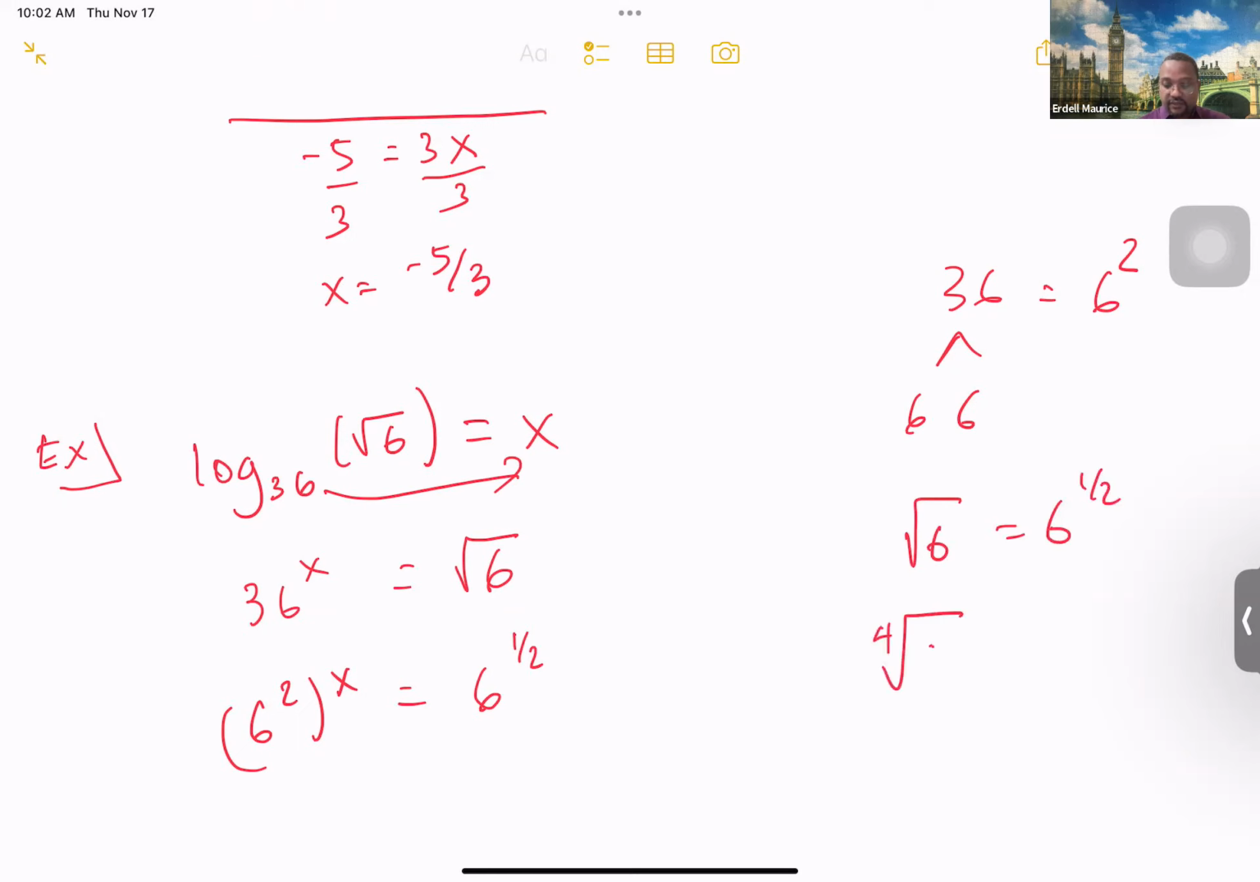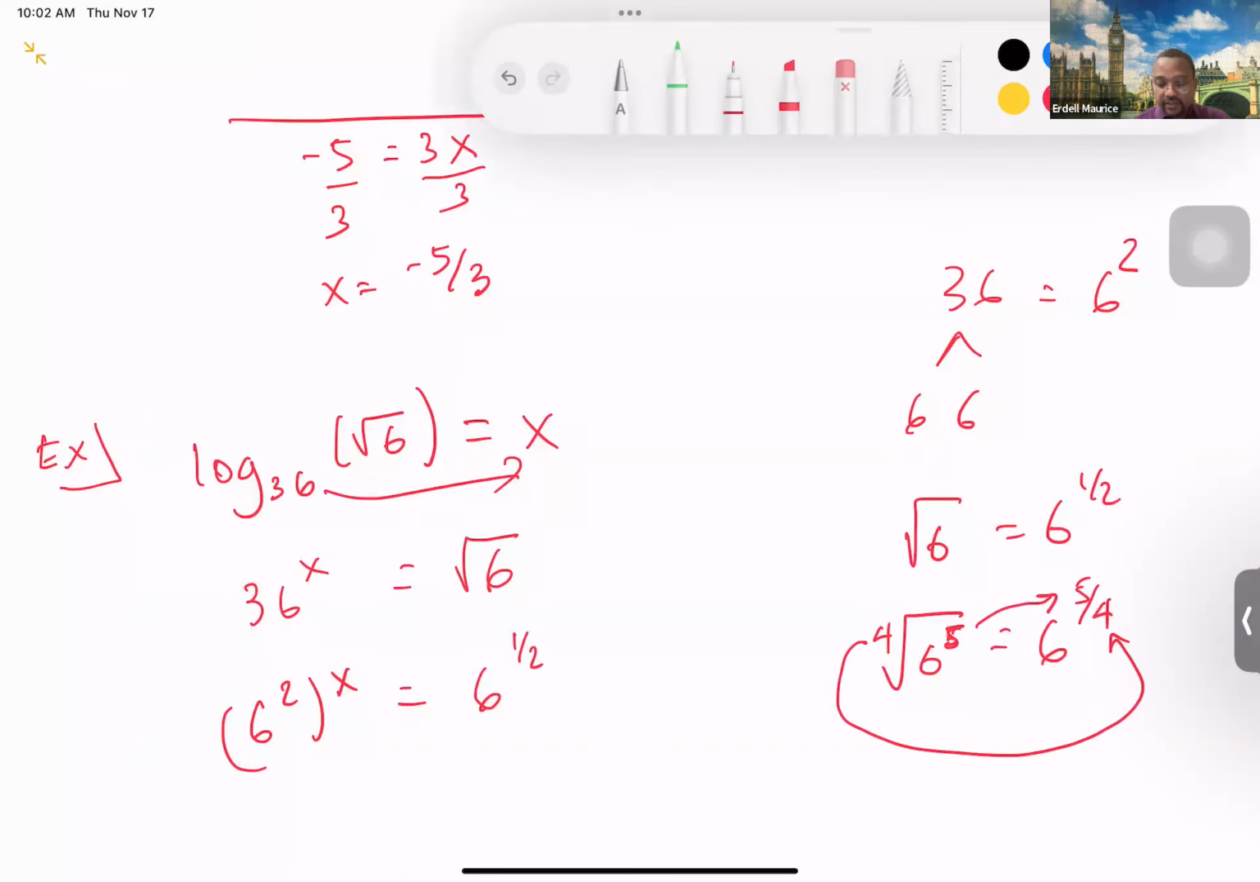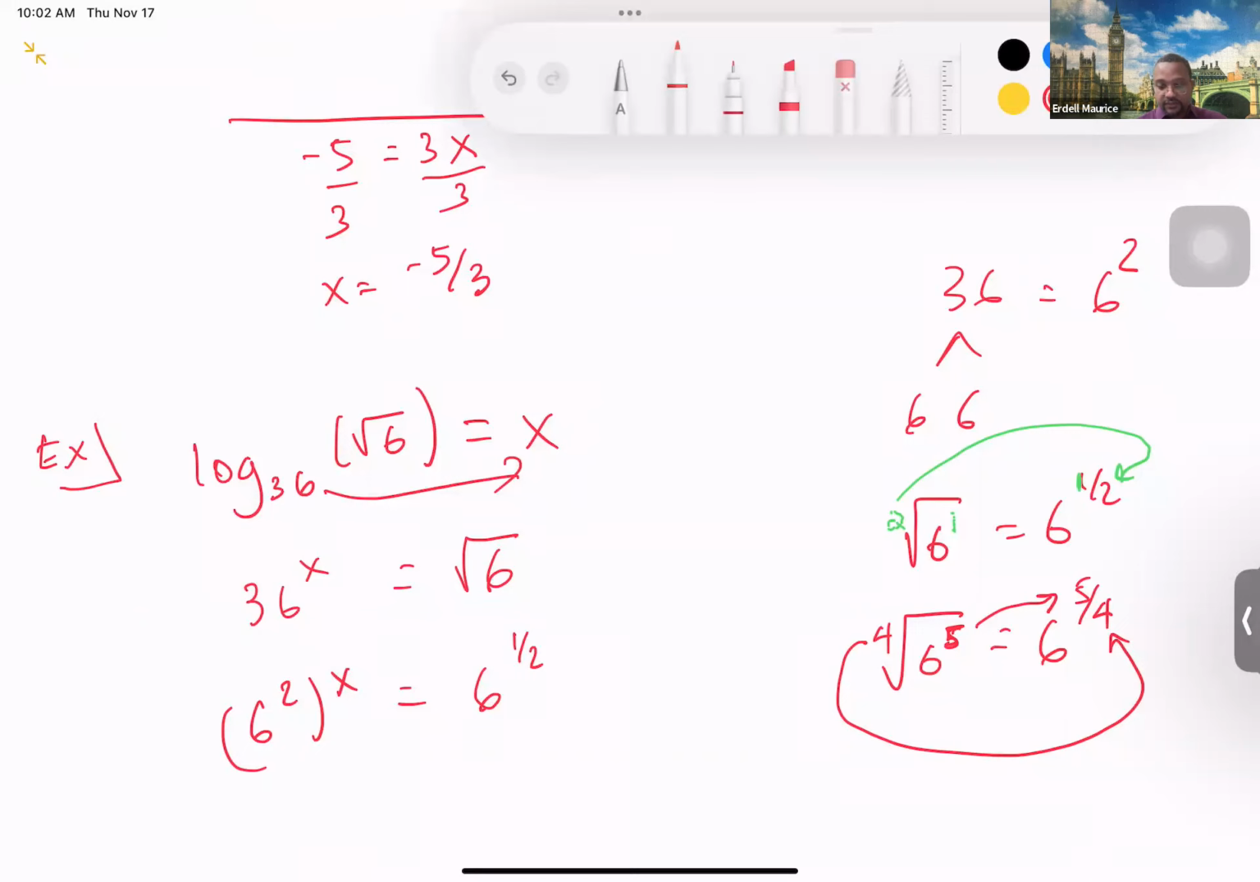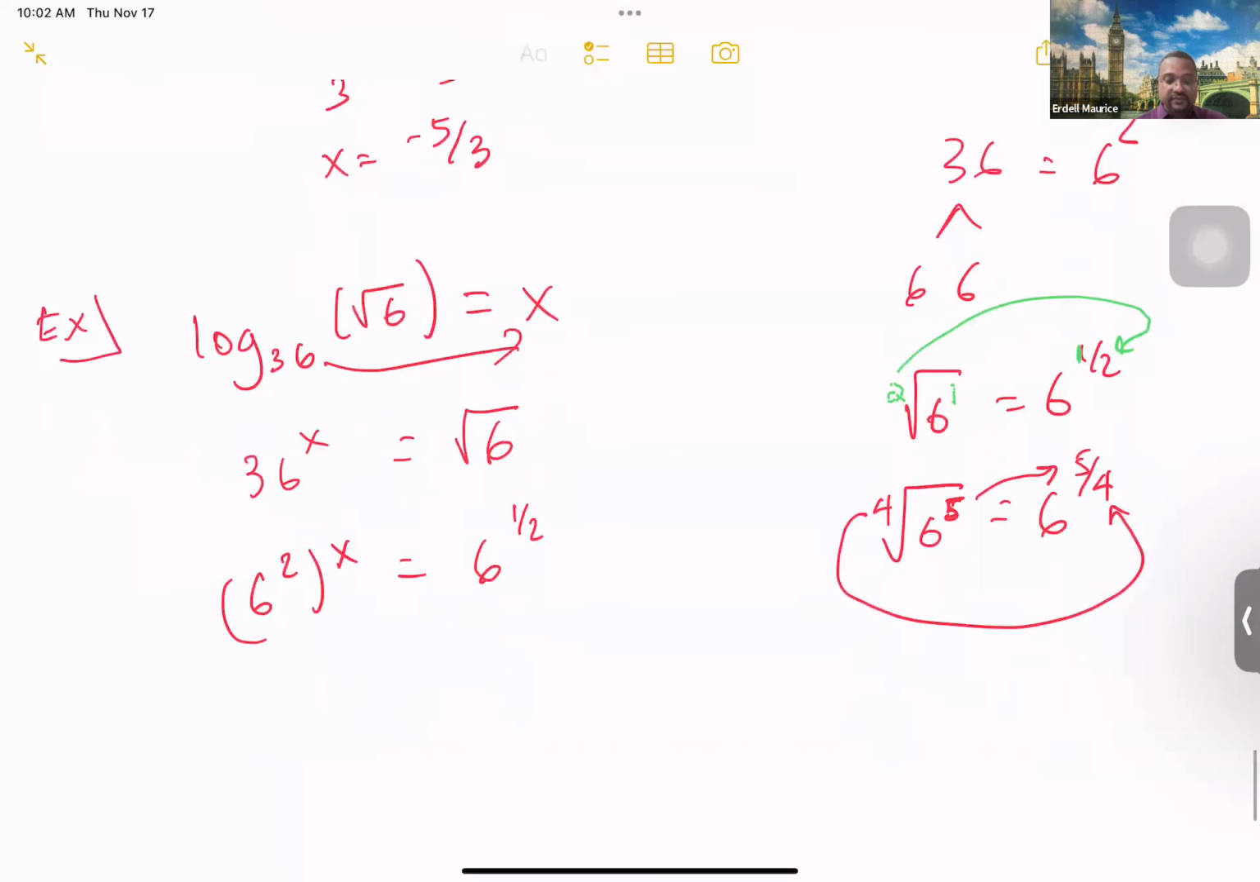The 4th root of 6 to the 5th power is 6 to the 5/4 power, right? The power becomes the numerator. The root becomes the denominator. And you just have to remember that for a regular radical, the numbers are invisible. The 1 right here, and square root, that 2 is invisible. All right, so take a note right here. Again, any questions? First time I'm mentioning fractional power, how to convert from a radical to a fraction.